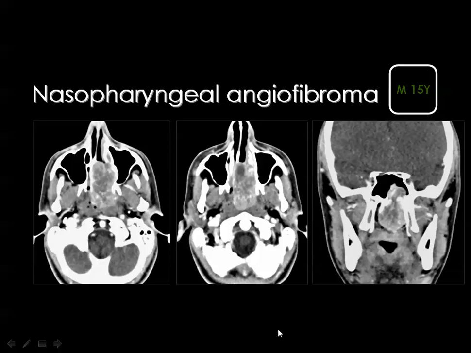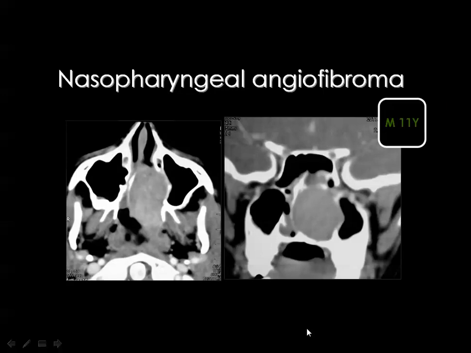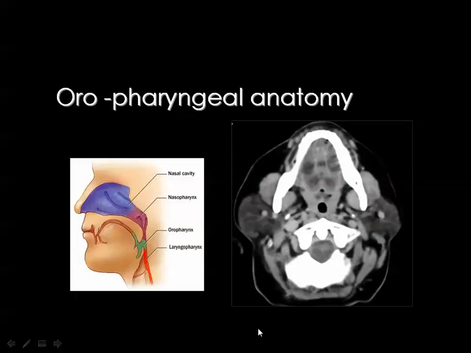And in the coronal image, you can see one of the particular or peculiar features of this tumor, which is extension into the sphenoid sinus. Very commonly, the nasopharyngeal angiofibroma extends into the pterygopalatine fossa and also extends into the sphenoid sinus. Another example, and you see a mass in the nose and the nasopharynx with an epicenter near the sphenopalatine foramen, and in the coronal image you can see the mass filling the nasal fossa, eroding through the floor of the sphenoid sinus with bulging of the tumor inside the sinus.